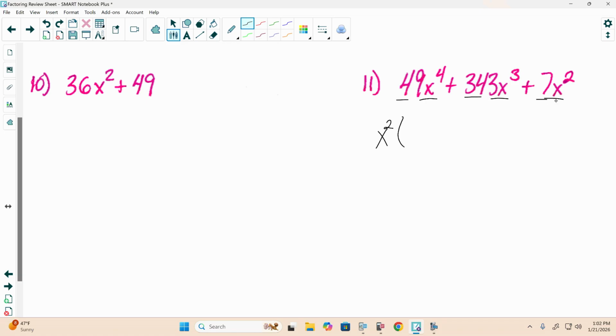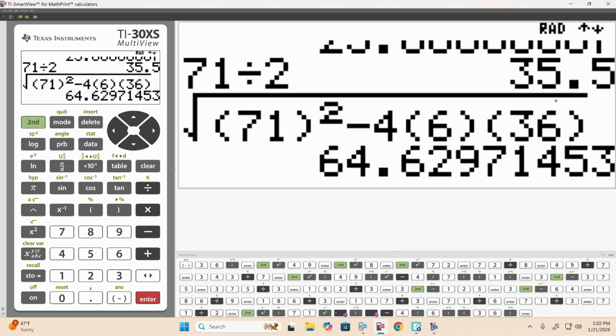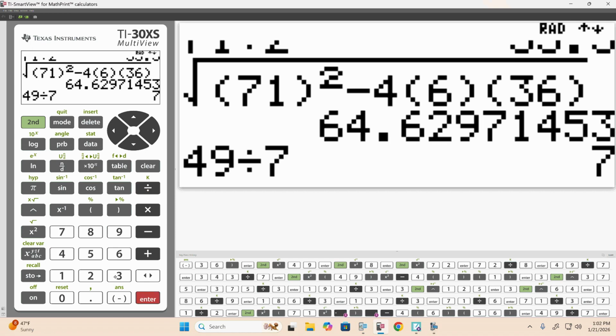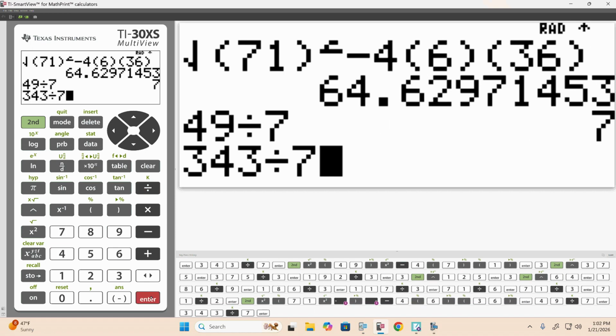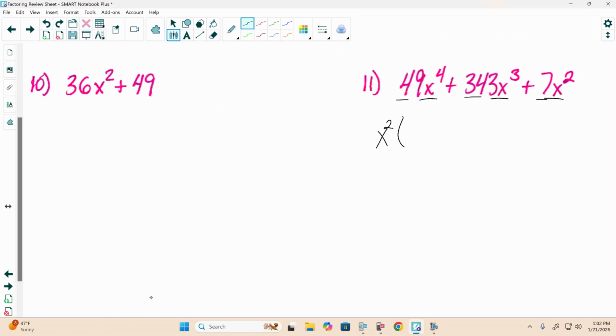49, 343, and 7. Is there a common factor amongst all 3? 7 would be the only possible one. 49 is divisible by 7. Now the question is 343. And we know it's 7 because our third term is 7. 7 is prime. Its only divisible factors are 1 and 7. If it's not divisible, the other 2 aren't divisible by 7, there's no other number. So we're going to factor 7x squared out.